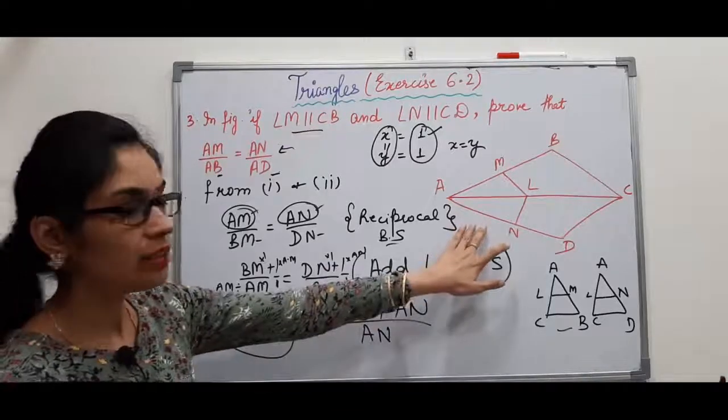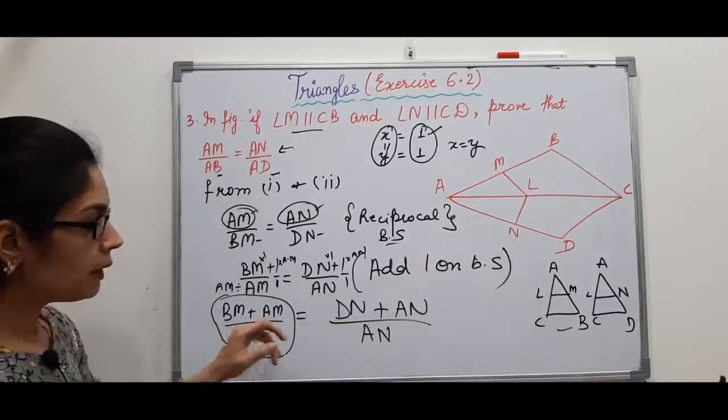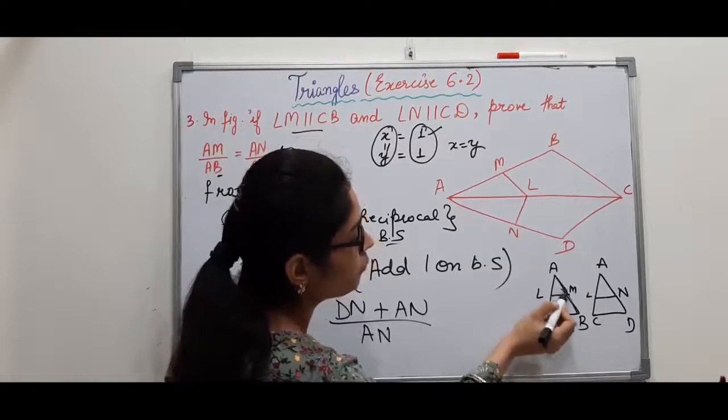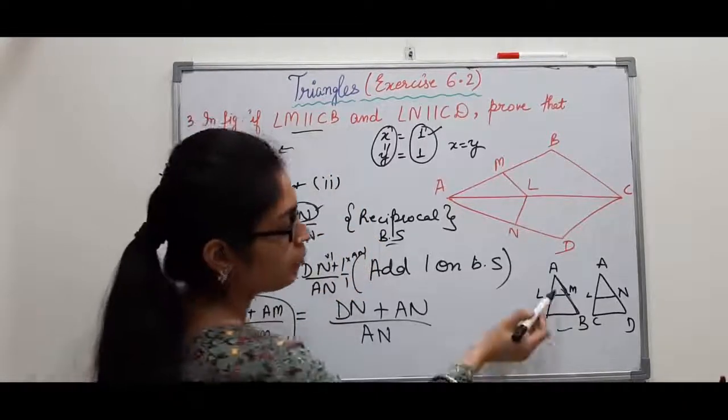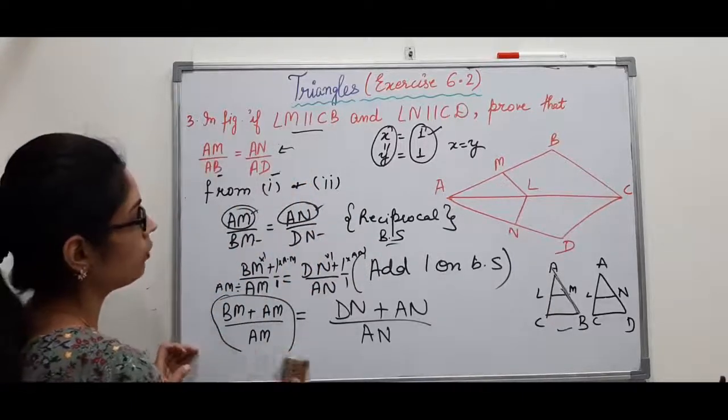Now you just have to see this figure. See our terms BM plus AM. If you see this figure, if you add BM and AM, you get the complete AB. So we will just substitute the value now.